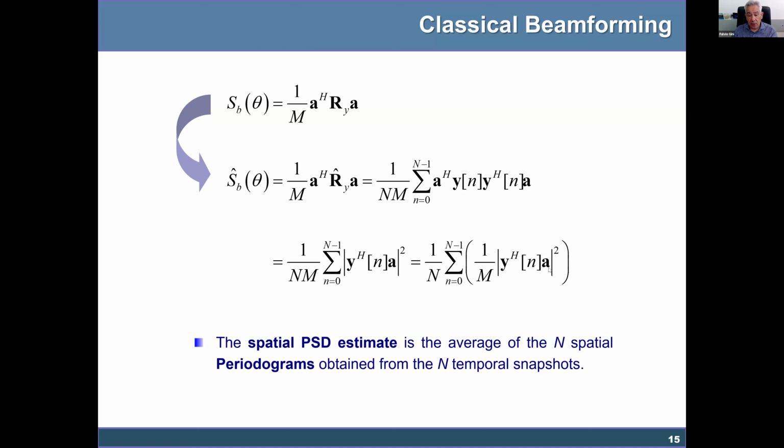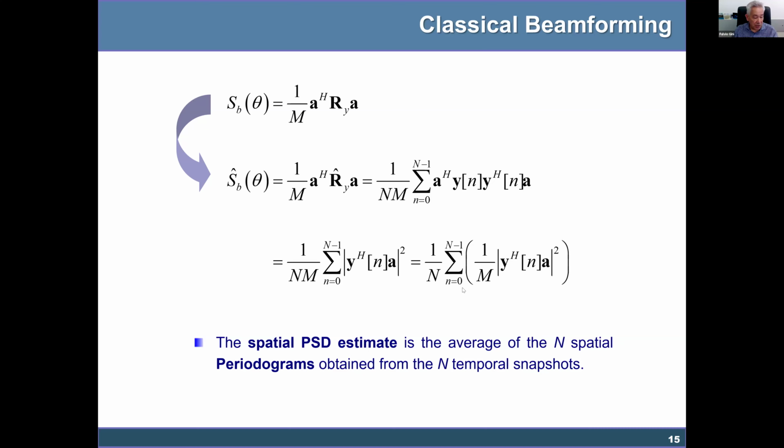Now, if the array is Euler, to calculate this inner product is equivalent to calculate the Fourier transform. So this is the Fourier transform modulo square divided by m. So we take one snapshot, we calculate the Fourier transform modulo square and divide by the size. And this is something well known. This is called the periodogram. So for each snapshot, you calculate the periodogram, and then you average over time.